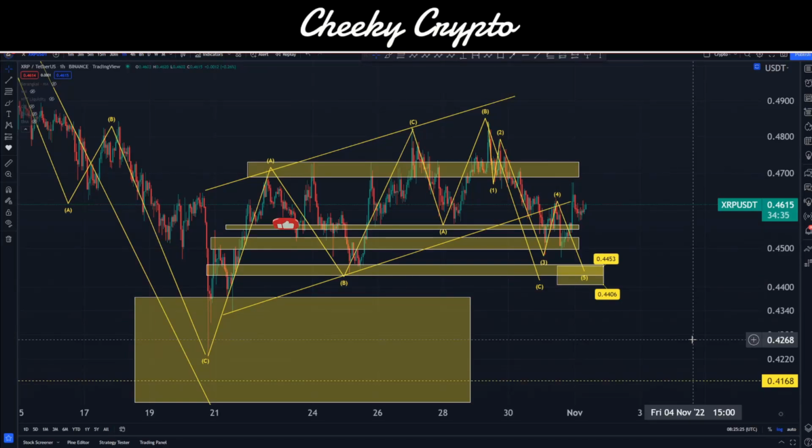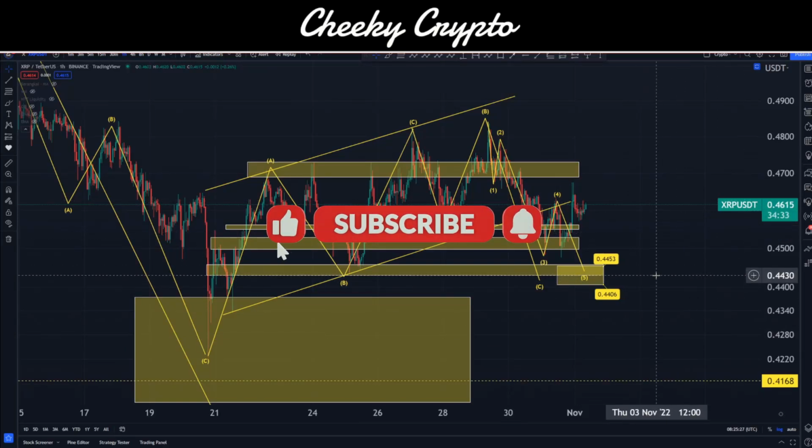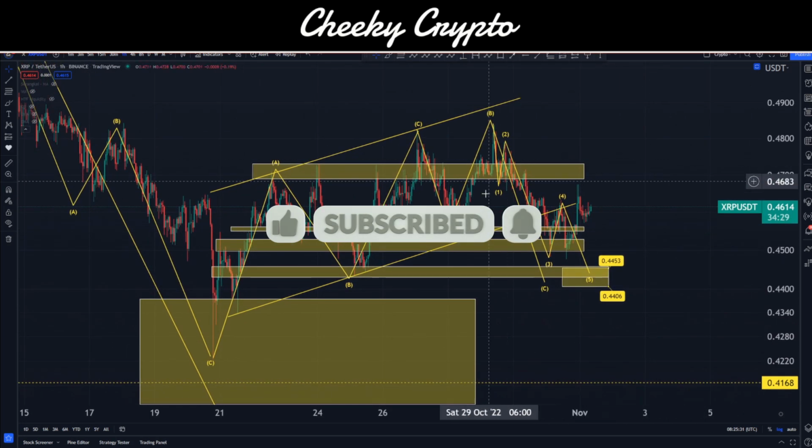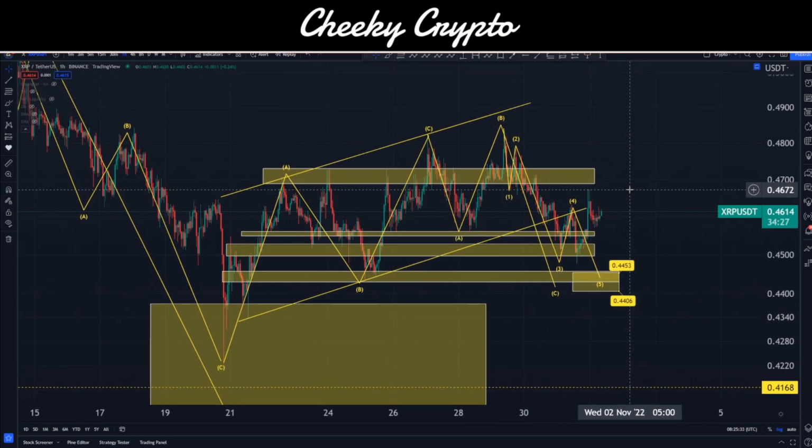There has been a lot going on recently with XRP, and today we're going to be jumping right down into the price action to take a look at what's been going on most recently. Here we have XRP paired up with USDT on the hourly chart, and Binance is our data source.